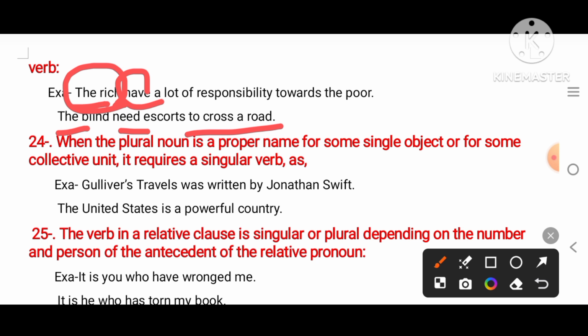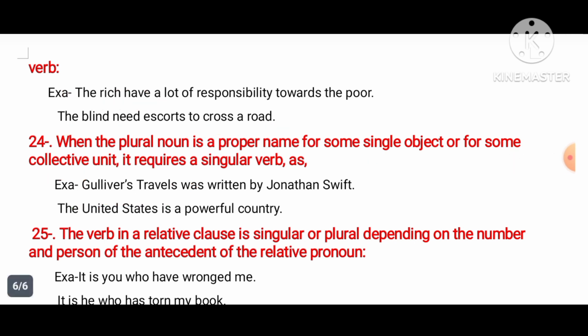So when a plural noun is a proper name or some single subject, or for some collective nouns, it requires a singular verb. Gulliver's Travels, it is a proper name, so we use a singular verb. Then United States is a powerful country. Okay, so these are the things.